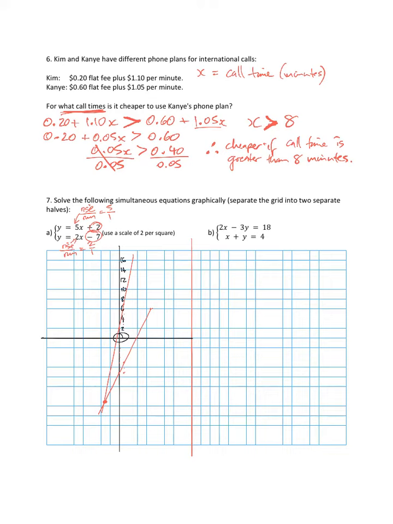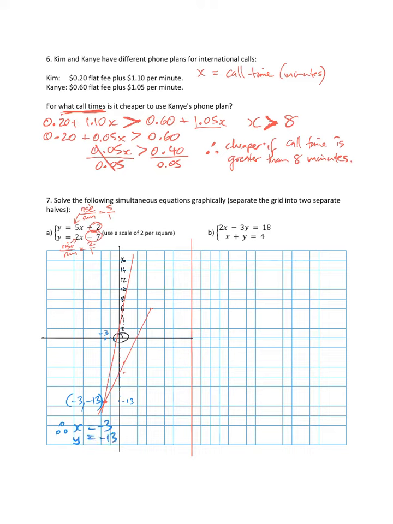So to work out what the coordinates of that is, that's negative 7, negative 8, negative 9, negative 10, negative 11, negative 12, negative 13. How far across is it? Negative 1, negative 2, negative 3. So the coordinates of the point are negative 3, negative 13. So solve the following simultaneous equations graphically. Your solution is x is equal to negative 3, y is equal to negative 13.